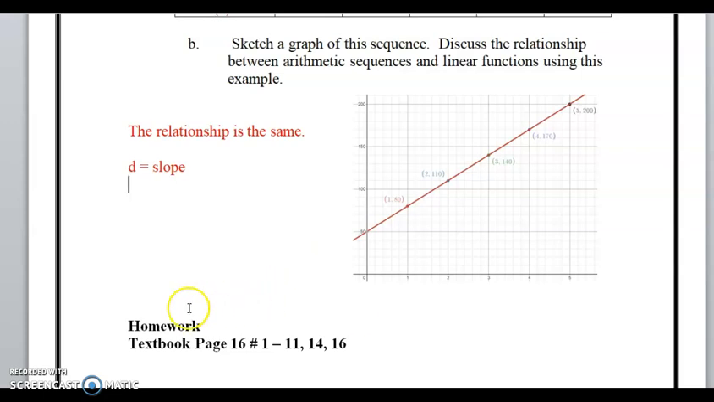The homework there is provided. It's from our textbook, Pre-Calculus 11, which I've already handed out to you. It's on page 16, and it's numbers 1 through 11, 14, and 16.